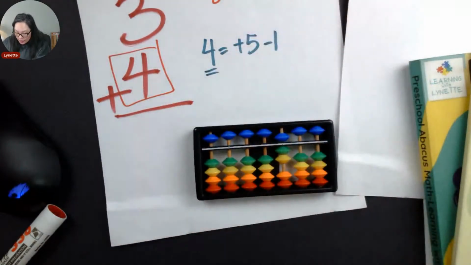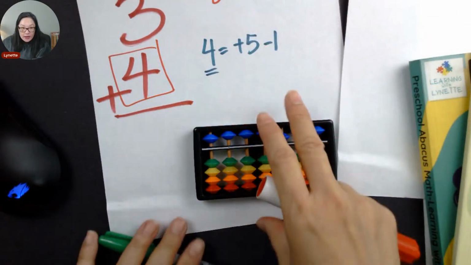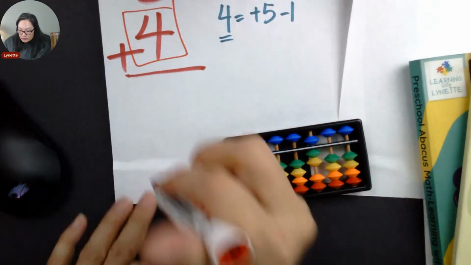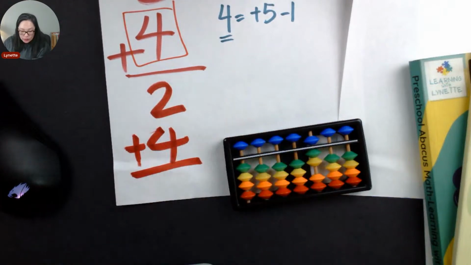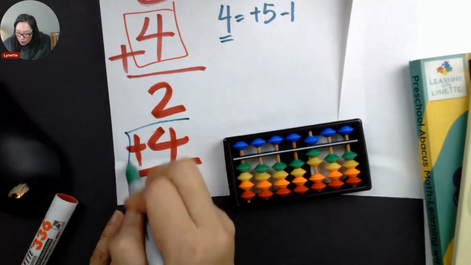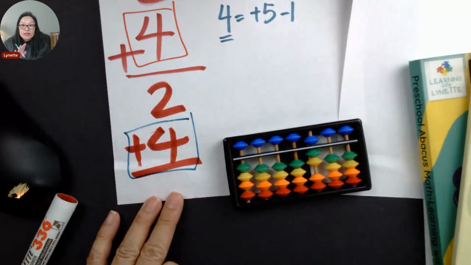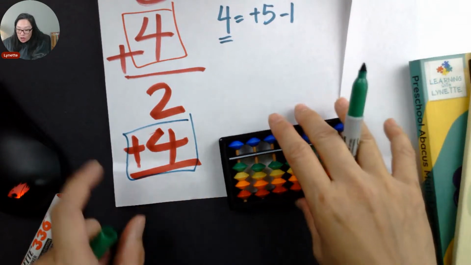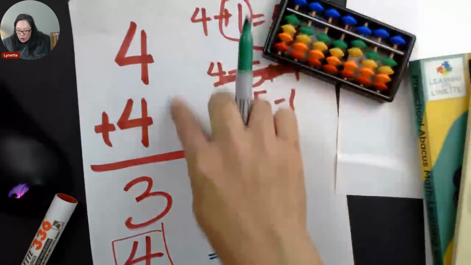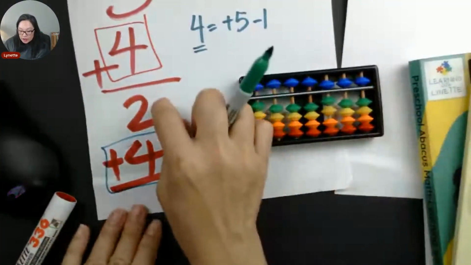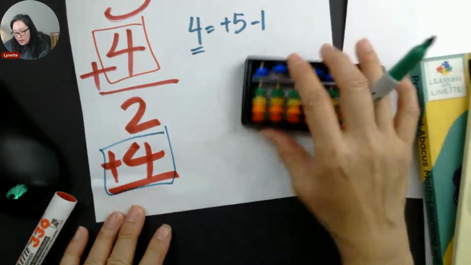We can do it with 2, right? If our question is 2 plus 4, the idea is to remember that we have this 4. This 4 is the common thing between all of the questions that we have: 4 plus 4, 3 plus 4, and then 2 plus 4. So in 2 plus 4, what can we do?